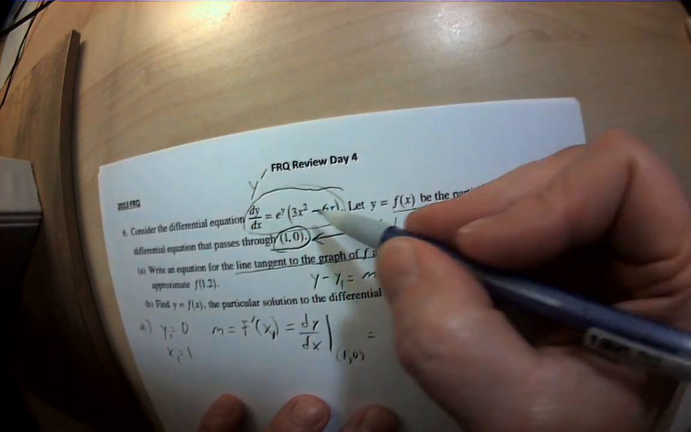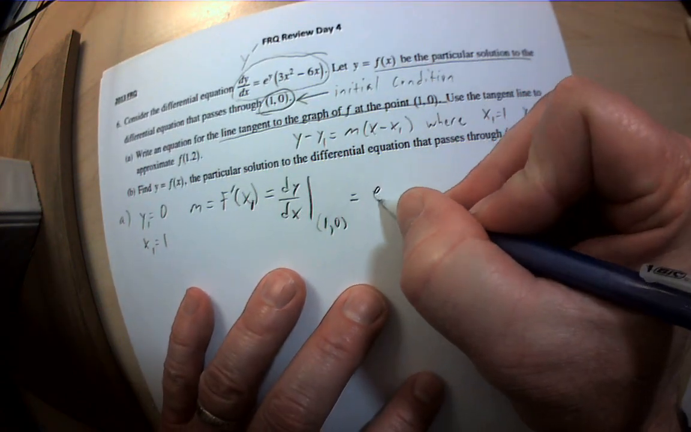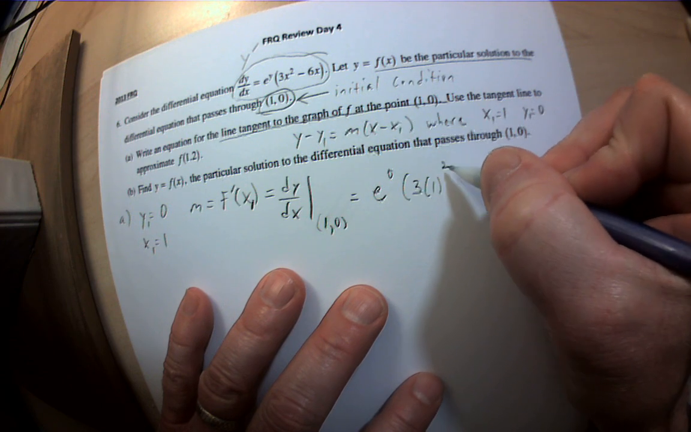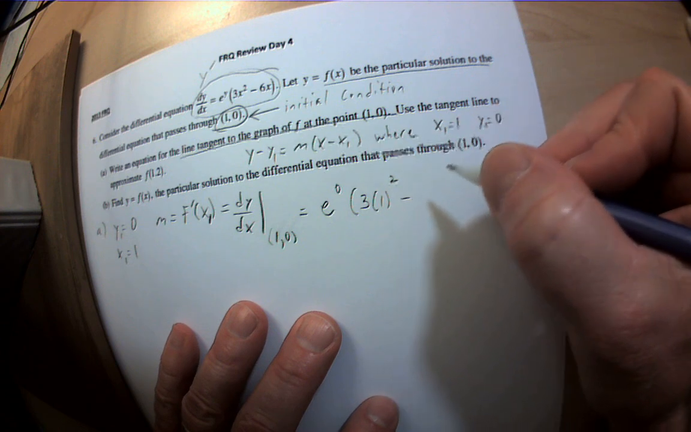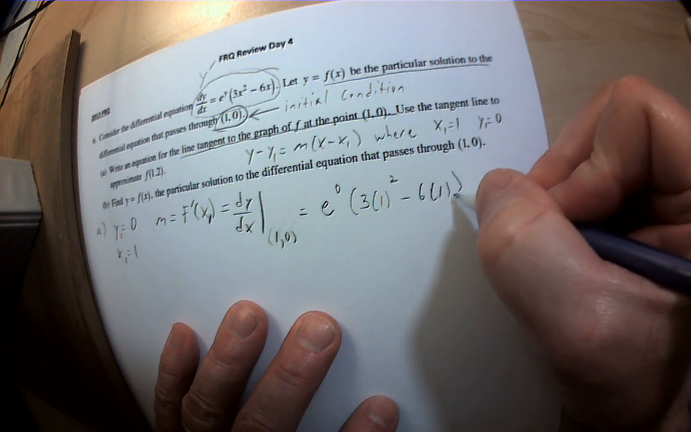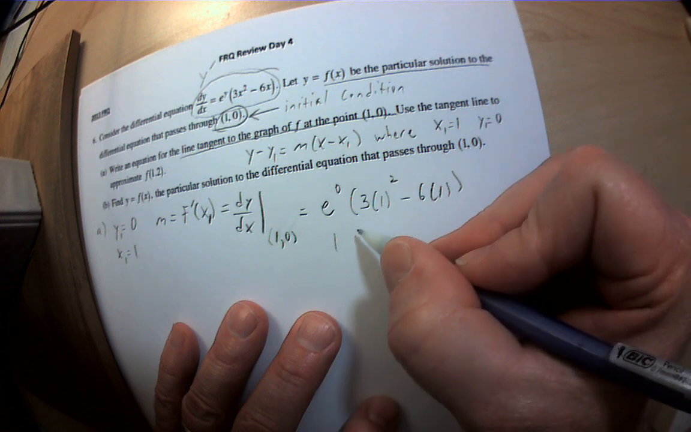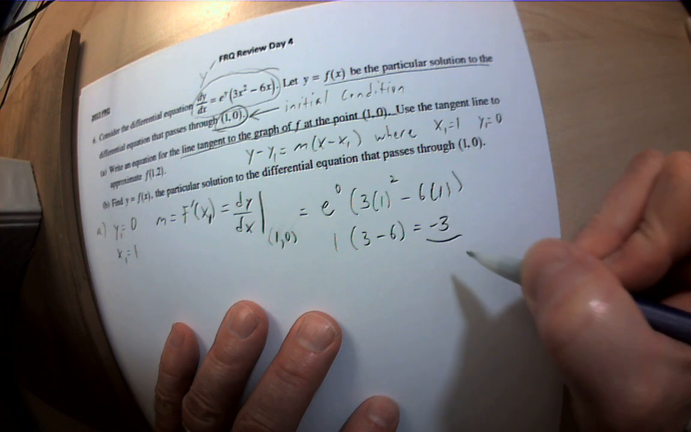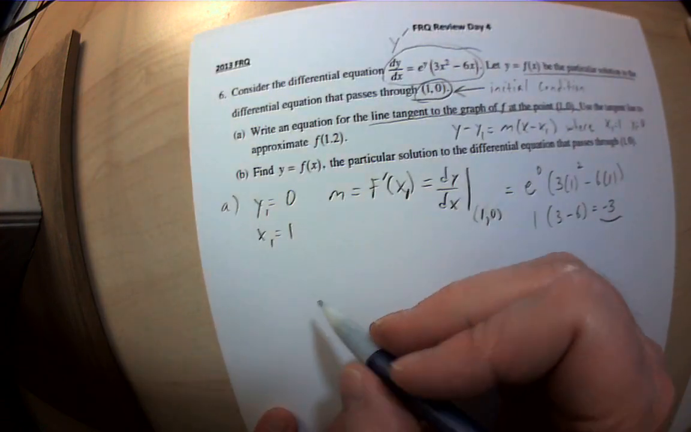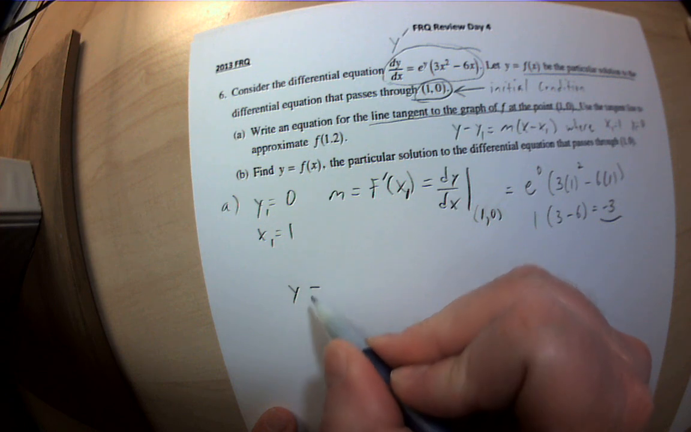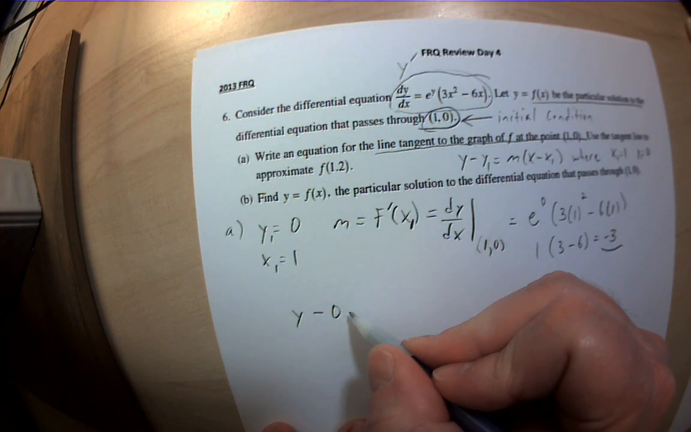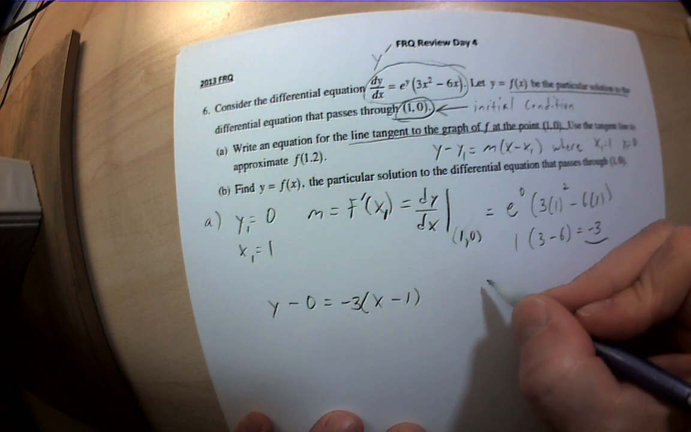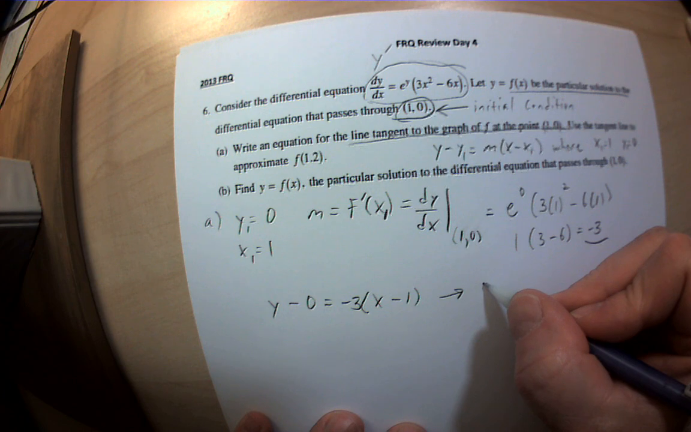So I plug them into this equation up here. I get e to the 0 times 3 times 1 squared minus 6 times 1. Okay, e to the 0 is 1. 1 squared is 1, so it's 3 minus 6. That equals negative 3. That's m. So here I go. y minus y1, 0, equals negative 3 times x minus 1. So I get the equation of the tangent line.